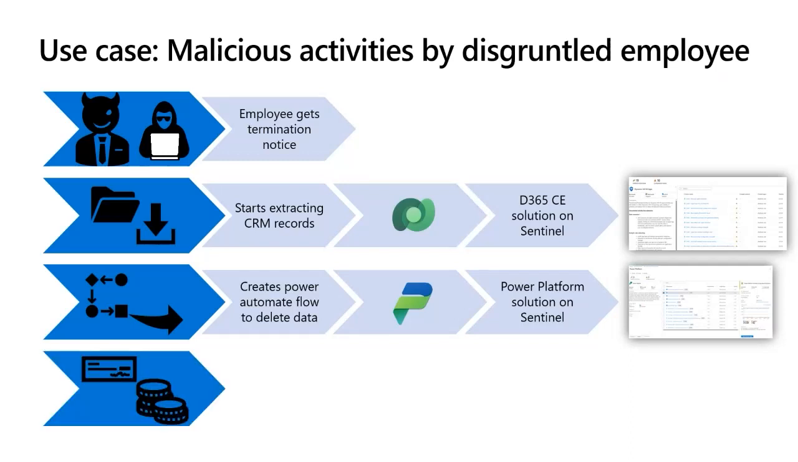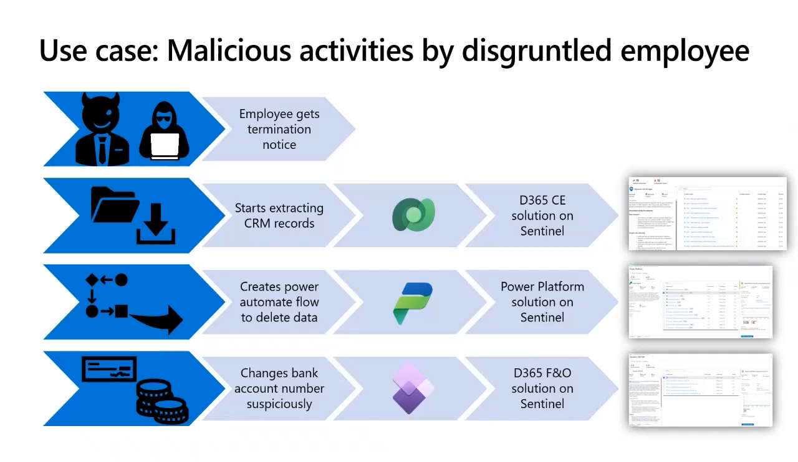Lastly, within Dynamics F&O, this employee attempts to alter bank account numbers to fraudulent ones. Fortunately, our F&O Sentinel solution has detected the suspicious activity, so we had time to intervene and to reverse the changes. Now let me give the mic to Yossi so he can explain the solution that will help against these malicious activities. Yossi?